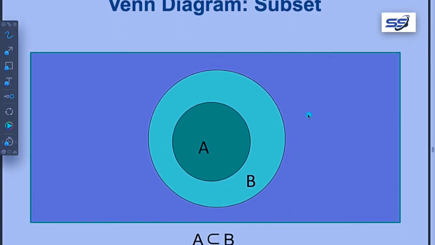Now here is the Venn diagram for subset. Here the rectangle box is the universal set and the green portion A is a subset of B, the big circle, which is the superset. A is a subset of B, that is, A is contained by B, A is inside B, and this green portion is the subset of B. This is the subset Venn diagram.